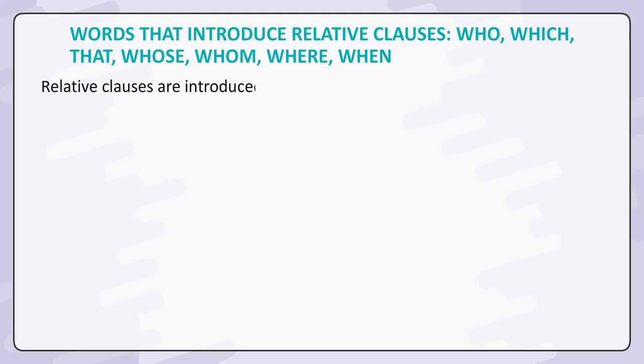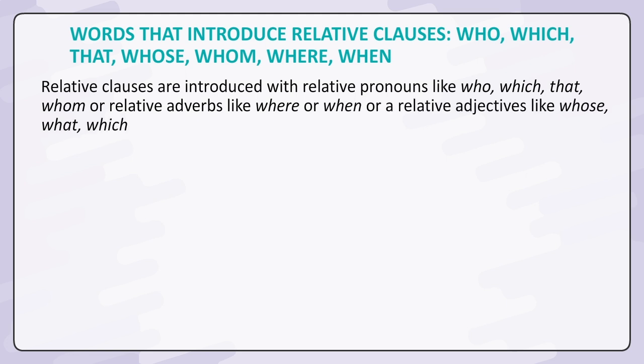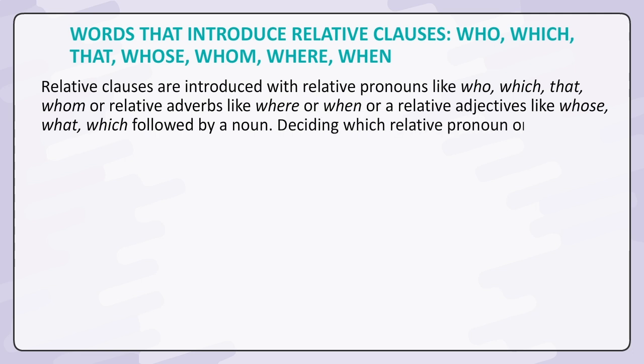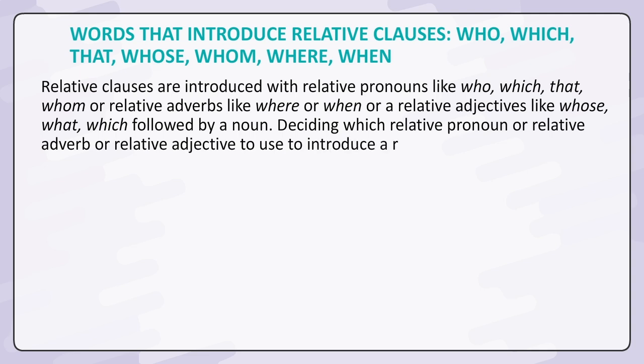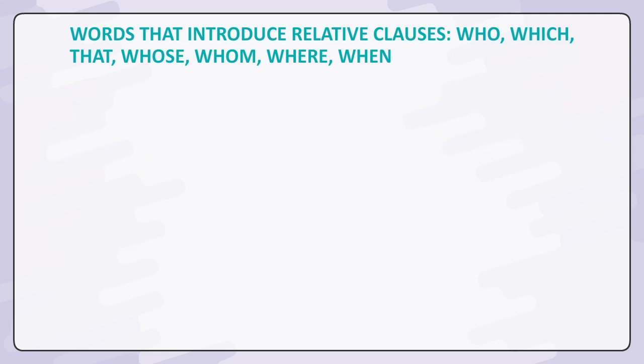Relative clauses are introduced with relative pronouns like who, which, that, whom, or relative adverbs like where or when, or relative adjectives like whose, what, which, followed by a noun. Deciding which relative pronoun or relative adverb or relative adjective to use to introduce a relative clause depends on the intended meaning and the requirement of the sentence.